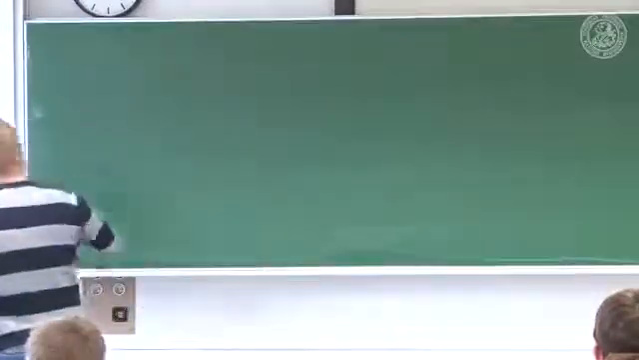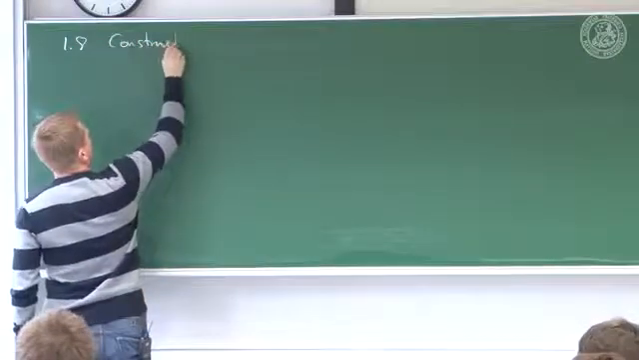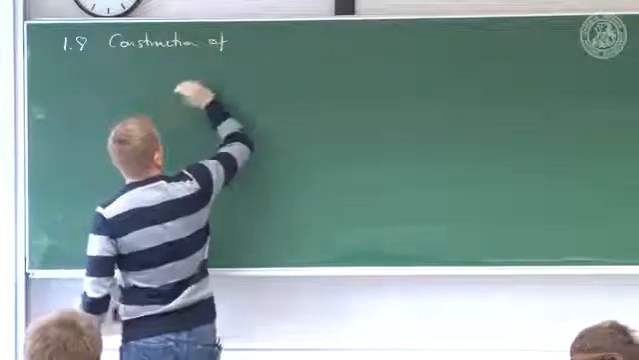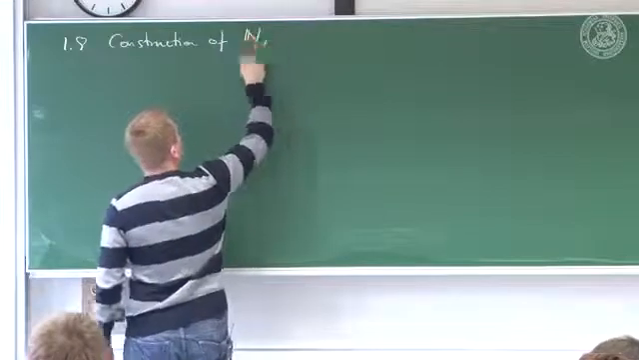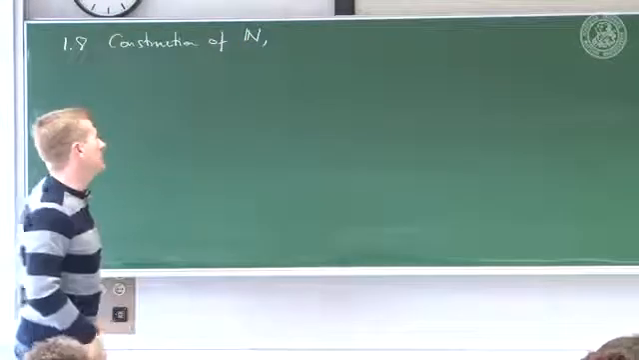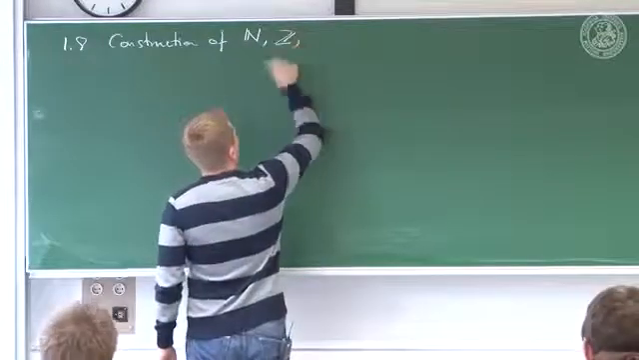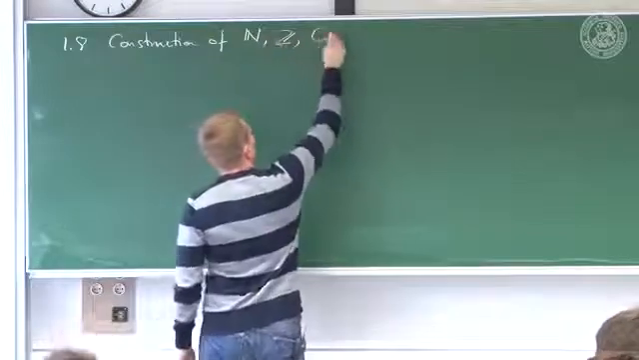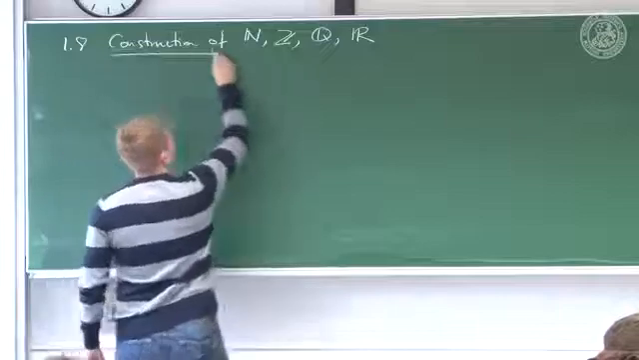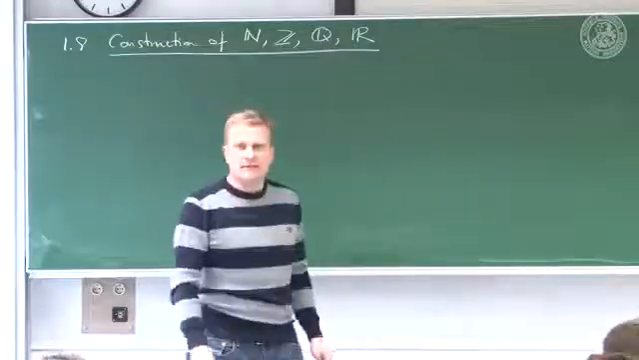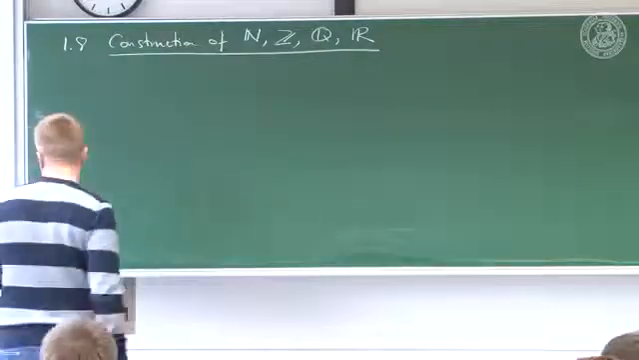So a final section of this chapter is 1.8, construction of integers, and we already talked about them, but I now mean including the operations on there. Construction of natural numbers, integers, rational numbers, and real numbers. So if our axioms of set theory are any good, we're able to construct these important sets.